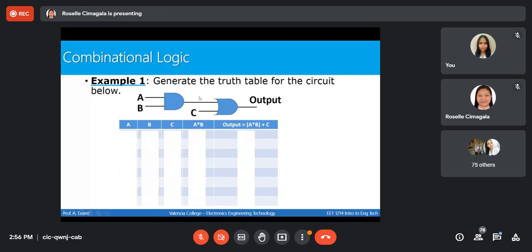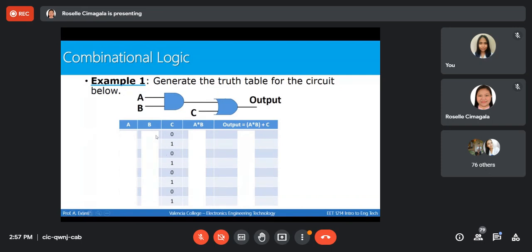So since A and B as a group go into the OR gate, the output will be described as A and B with the multiplication sign for AND, and then a plus sign for OR, C. So once we have this truth table set up, we're going to fill in the inputs, starting with input C. Remember the pattern that we talked about before: 1, 0, 1, 0, all the way down.